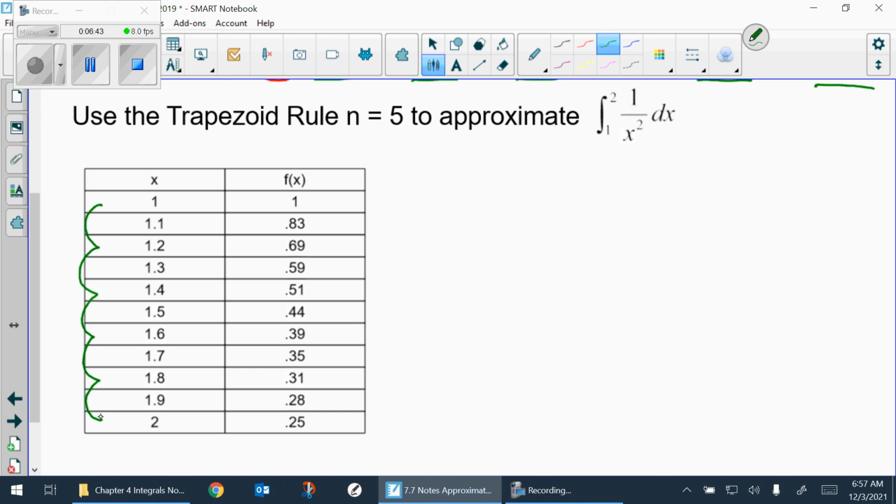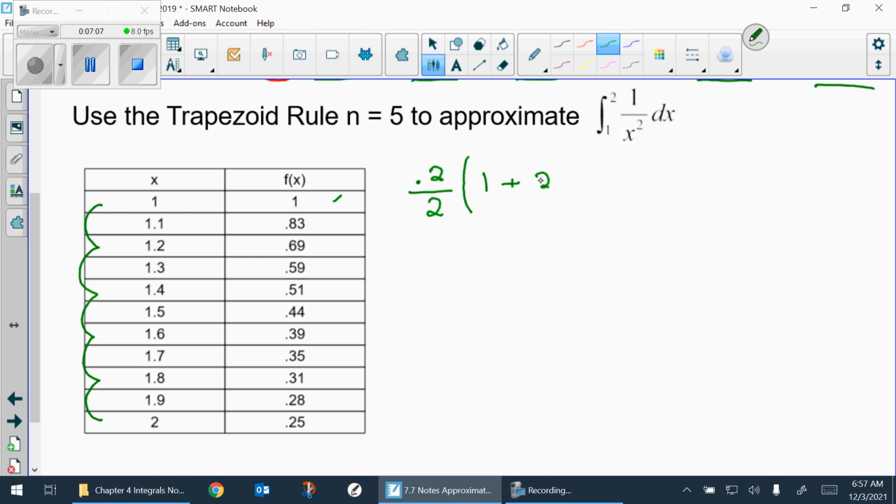We'll take our change in x, and our change in x is 0.2. And since we're finding areas of trapezoids, we've got to take that height and divide by 2. All right, now we've got to take these bases. Well, the first base is 1. We only have 1 of those.